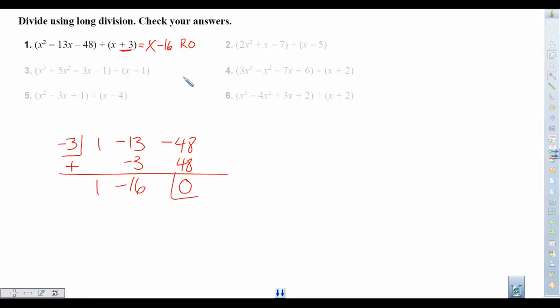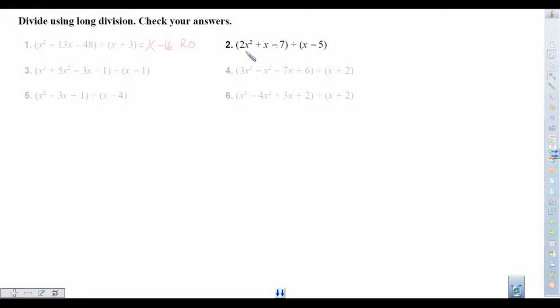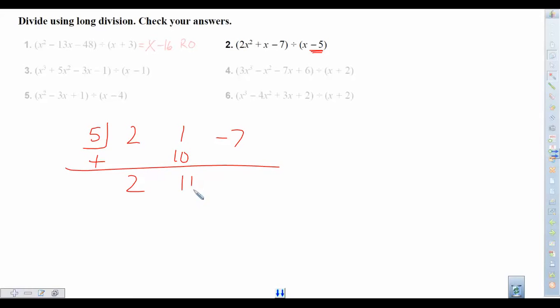Let's move along to the next one. Quadratic divided by x minus 5. So, see the minus 5? Opposite, positive 5. Box. Coefficients, don't take the opposite of those. Keep those the same. Bring it down. Multiply. Add them up. Multiply.